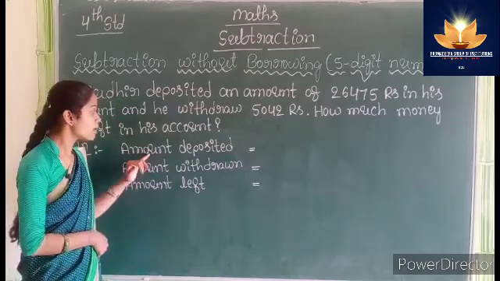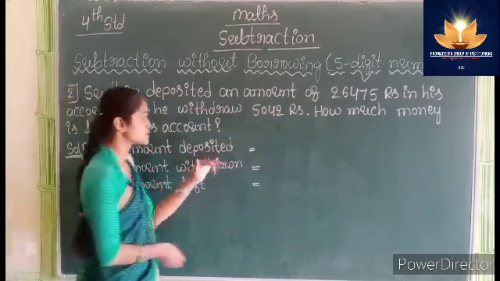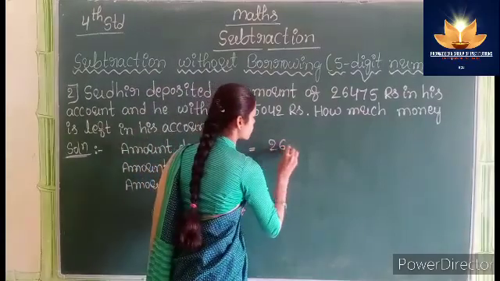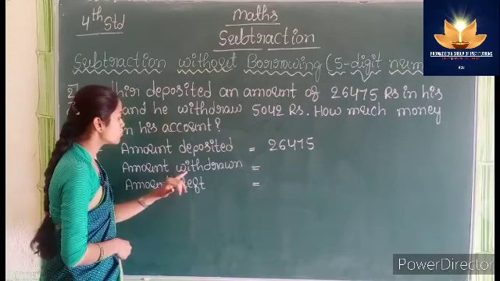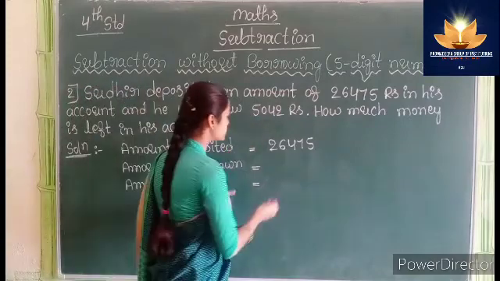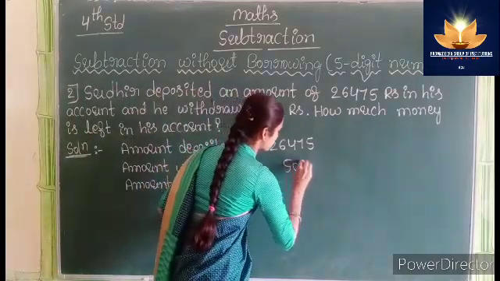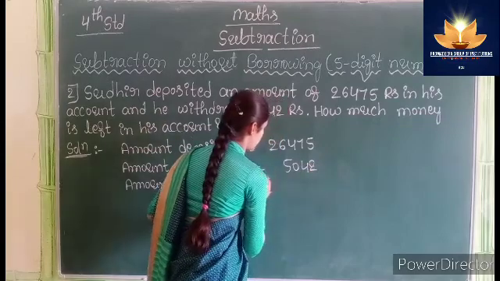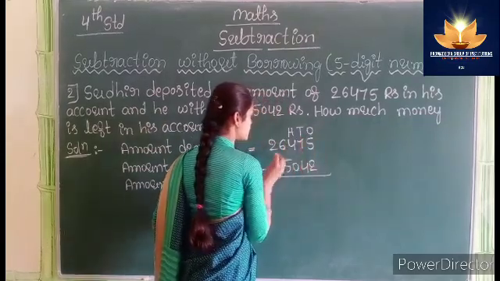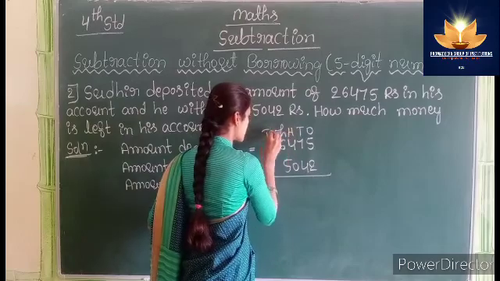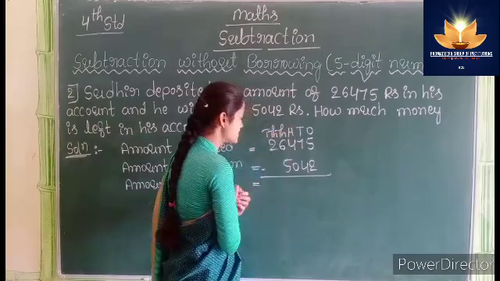Okay, amount deposited, that is 26,475. Amount withdrawn, that is 5,042. This is ones place, tens place, hundreds place, thousands place. Then this is 10,000s place.